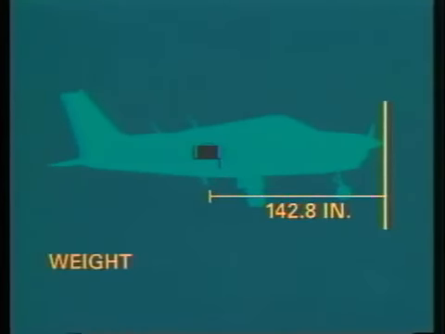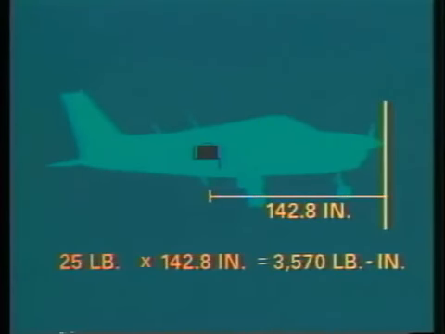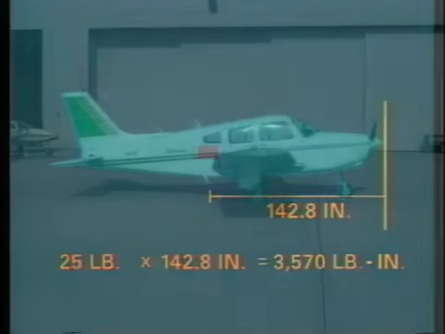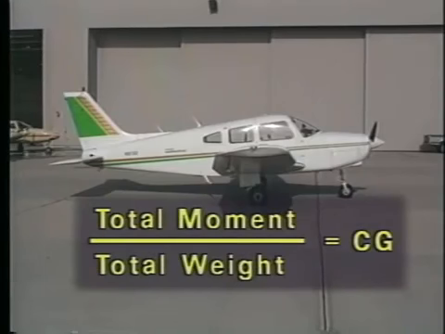If you multiply the weight of an object by its arm, you get its moment. For example, the weight of the suitcase is 25 pounds. Multiplying this weight by the arm results in a moment of 3,570 pound-inches. By adding all the moments together and then dividing by the total weight, you'll get the center of gravity for the loaded airplane. It's your responsibility as a pilot to make sure this CG is within limits.